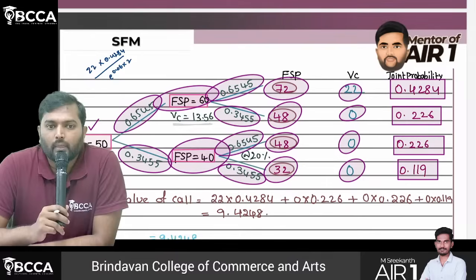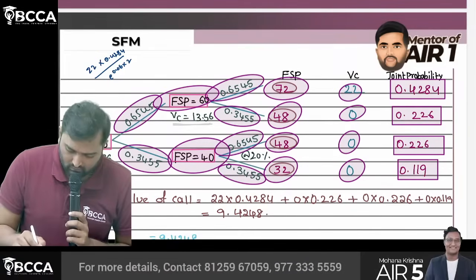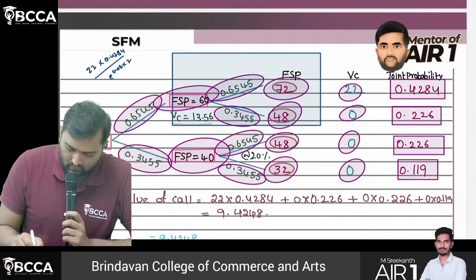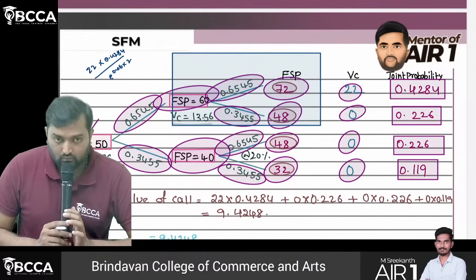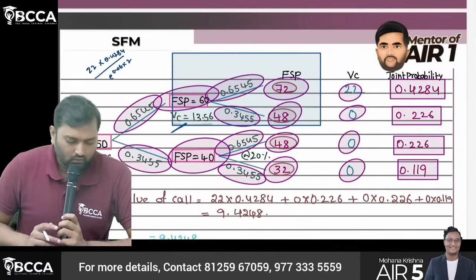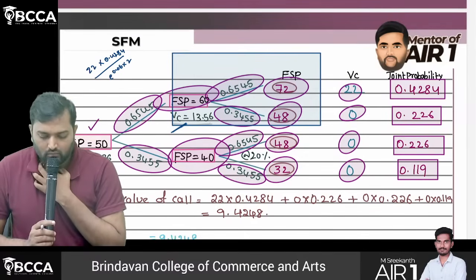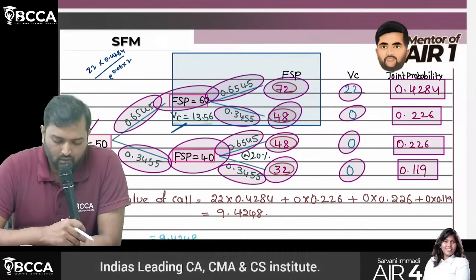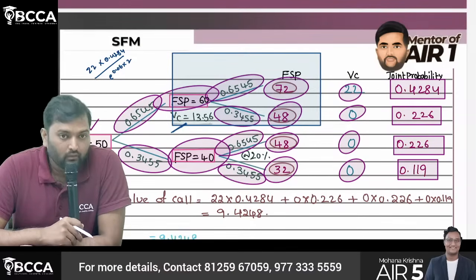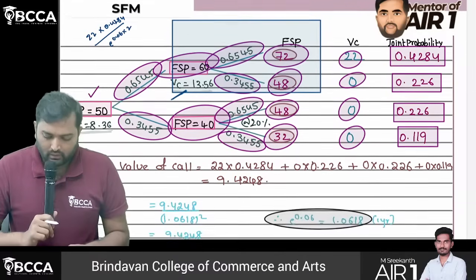Clear? But here in this question, what have they asked you to find out? Value of a call at each node. At this node, how to find out the value of a call? First we should take 22 into 0.6545. 22 into 0.6545 divided by what? E power 0.06.